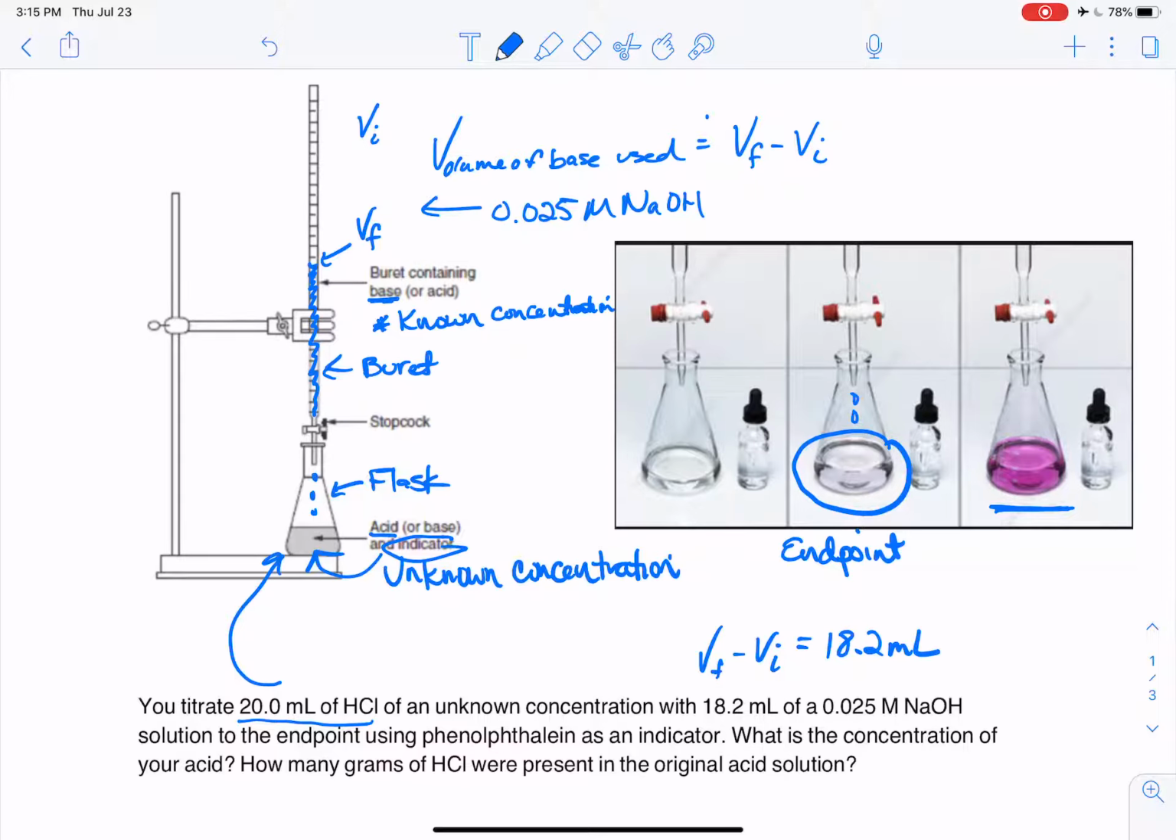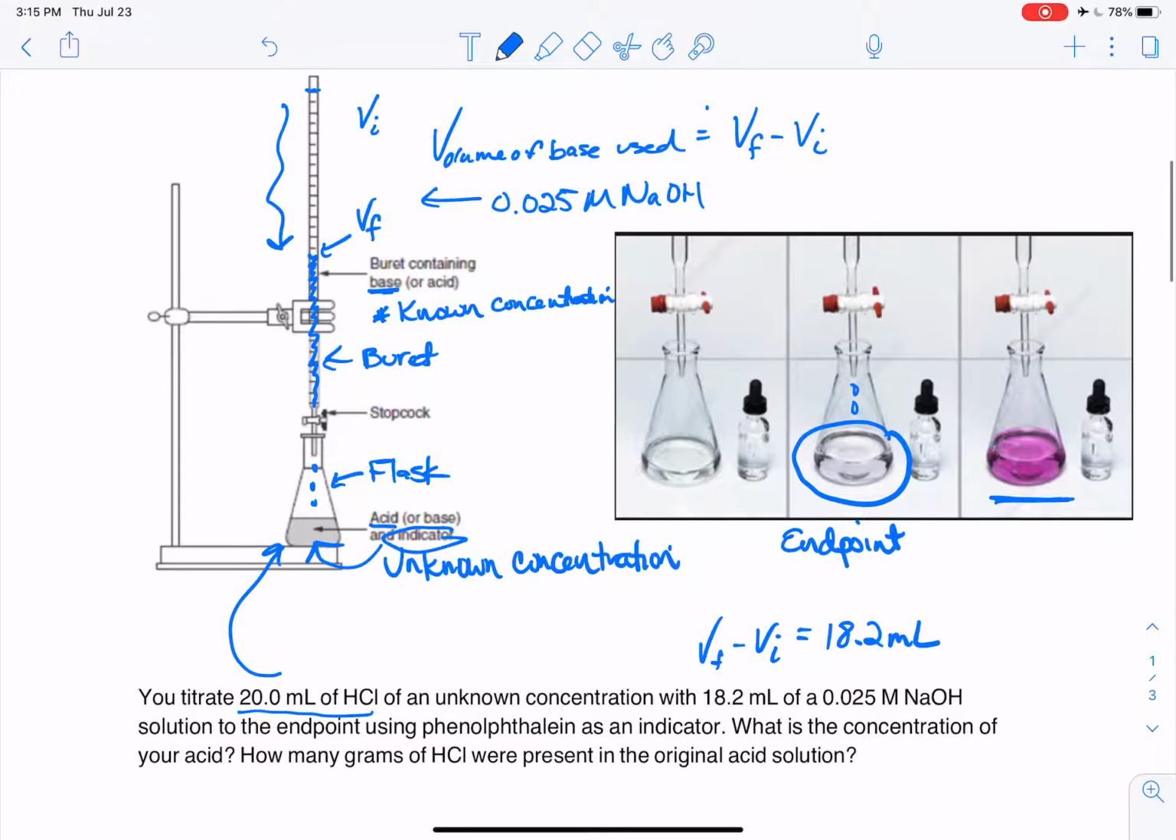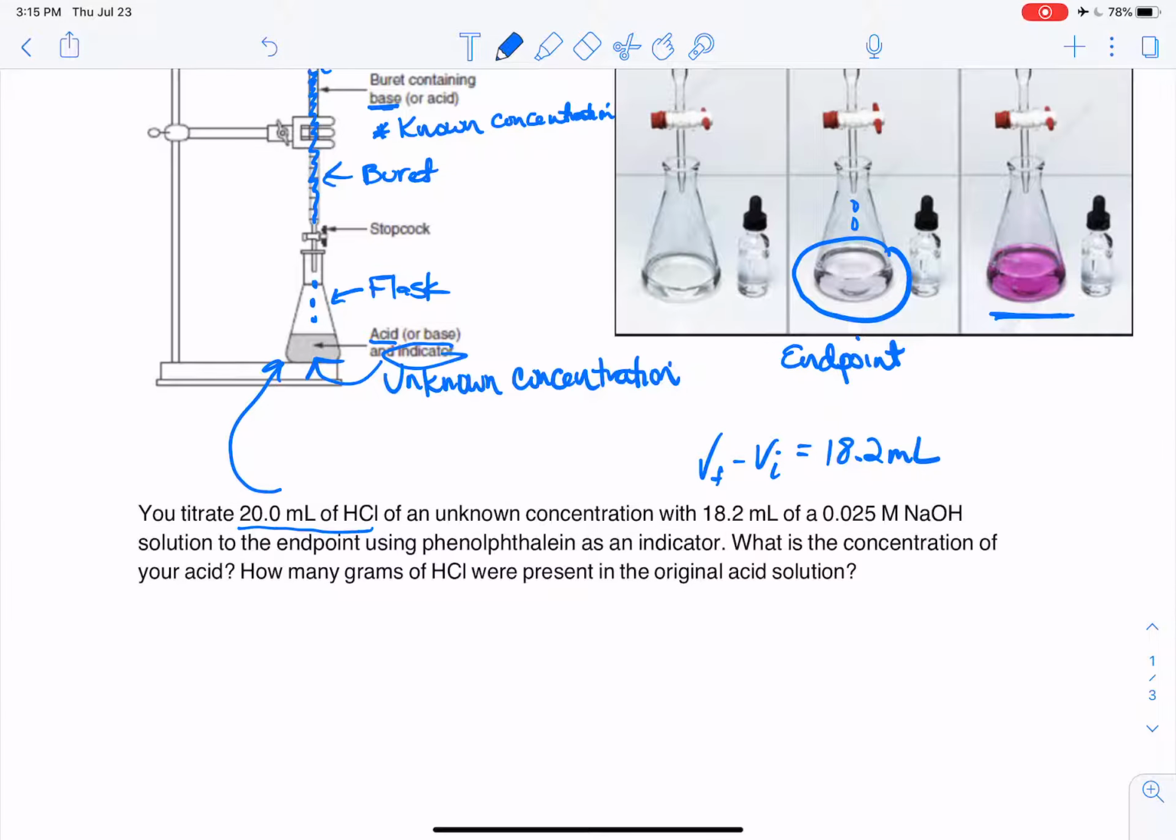So say we started on an initial volume of 0.0, which you do not have to start on, and then you drained it down, it would have ended on 18.2. If you started your initial volume on 1.0, then your final volume would have been what to get a net volume of 18.2? Your final volume would have been 19.2, because you would have had to do 19.2 minus 1. Okay, so the question says, what is the concentration of your acid?